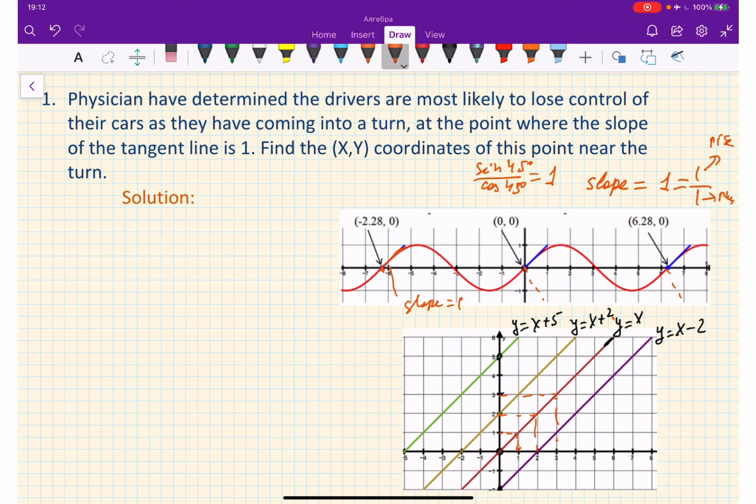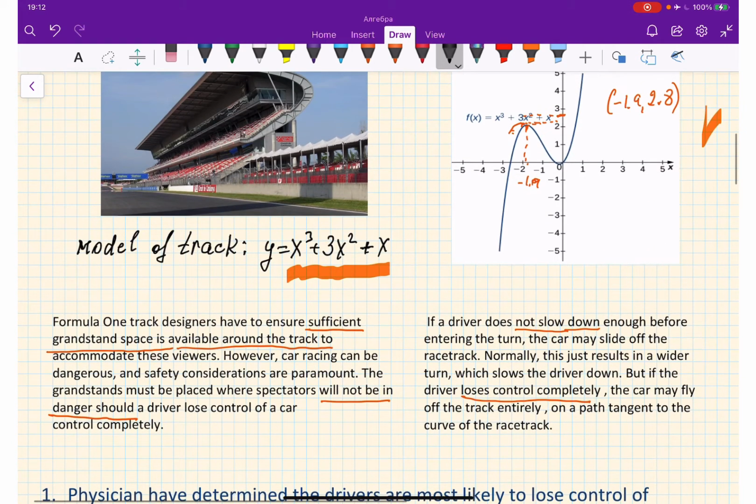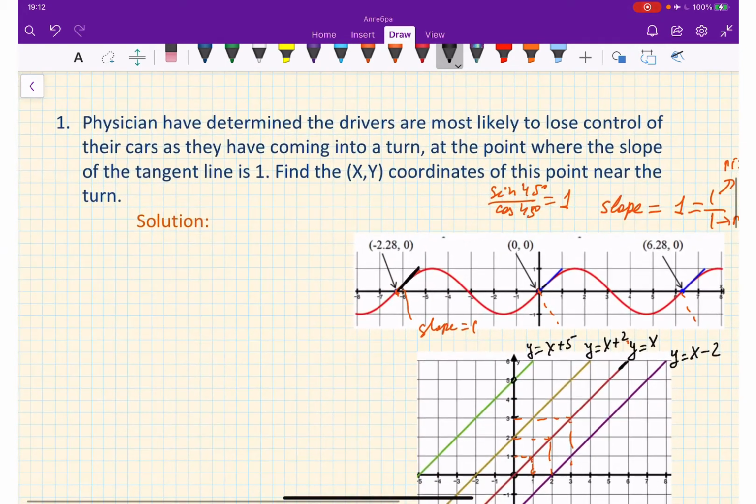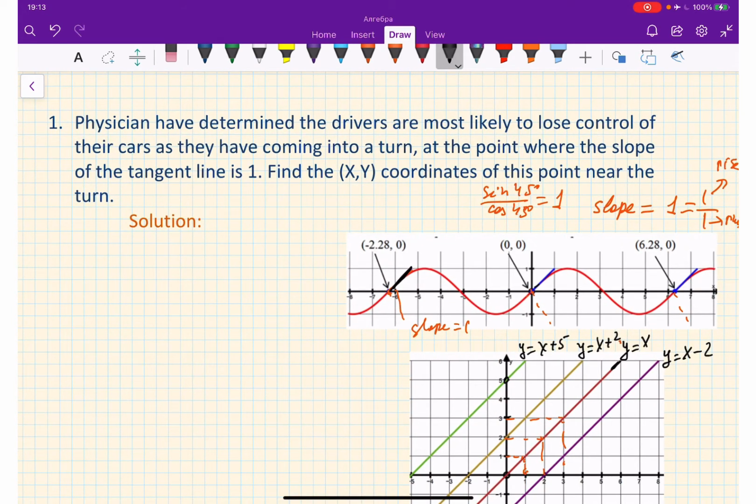This point, see? Approaches the inflection point when it's equal 1. Because it's going to go right here. It's going to come here and turn, do a sharp turn, okay? So we need to explore the points around that slope. All right, so the model of the racetrack is f of x equal x cubed plus 3x squared plus x.